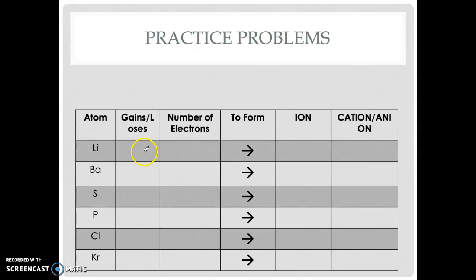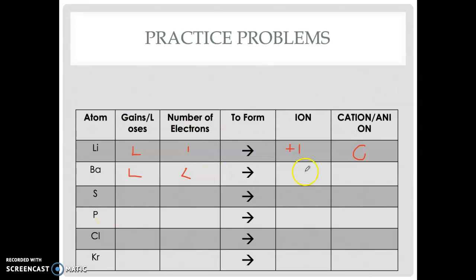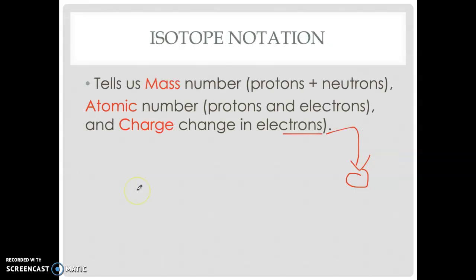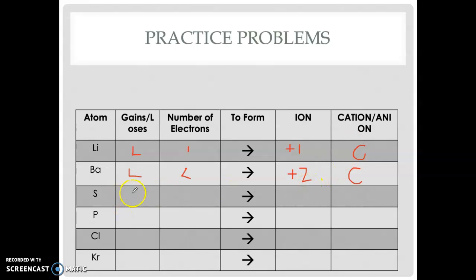So lithium, since it's in the first column, is going to lose 1 electron to form a +1 charge, which is a cation. And barium, which is in the second column, is going to lose 2 electrons to form a +2 charge, which is also a cation. Sulfur is right here, in the 16th column or 6th column. It's going to gain 2 electrons to form a -2 charge. So gain 2 to form a -2 charge, which is called an anion.